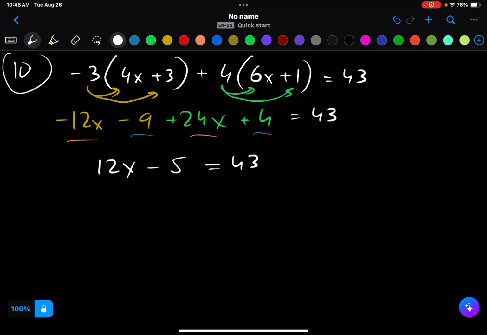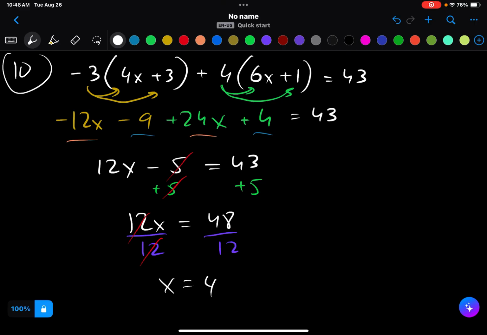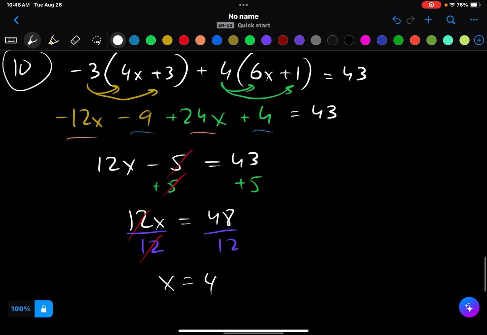And now it's just a simple 2-step equation. So we're going to go ahead and start by adding 5 to both sides. So here it's gone. So 12x is just going to be 48. And finally, we're going to go ahead and divide both sides by 12. Here it's gone. So x is just going to be 4. And that is number 10. Also concludes our front side of the quiz. We're going to move on to the back side. Pause this if you need to, and let us do number 11.